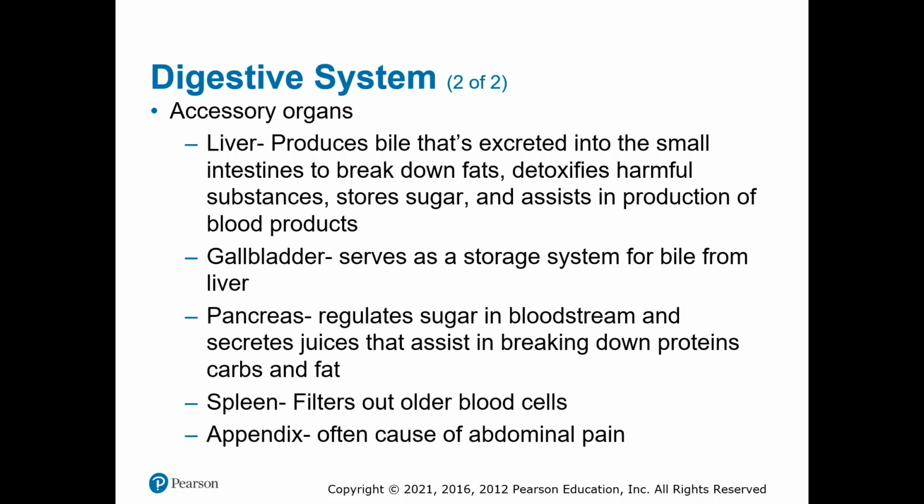Your pancreas produces insulin that breaks down that sugar and regulates the sugar. So if you take too much sugar, the pancreas produces insulin to break down that sugar into something more manageable, and allows the body to use that sugar appropriately. Your spleen filters out older blood cells, and then your appendix, they're still trying to figure out what it does, but it's often the cause of abdominal pain.